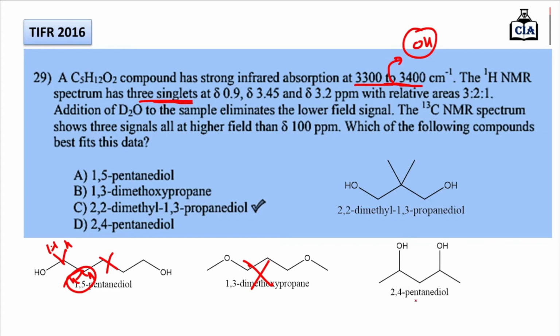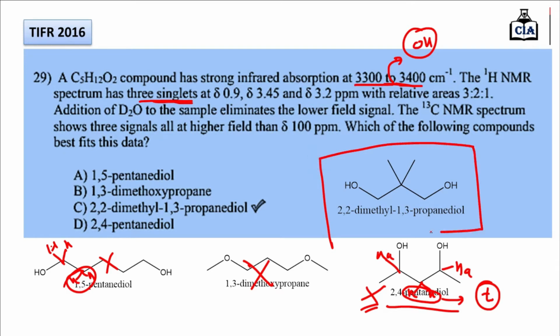If you look at the option 2,4-pentanediol, this 2 proton will also give a triplet, because the adjacent carbon atoms are equivalent and have 2 HA protons, which means these 2 hydrogens will be split as a triplet. So this compound will also not give all singlets. So this is also a wrong option. So only this option is the correct answer. The correct option will be C.